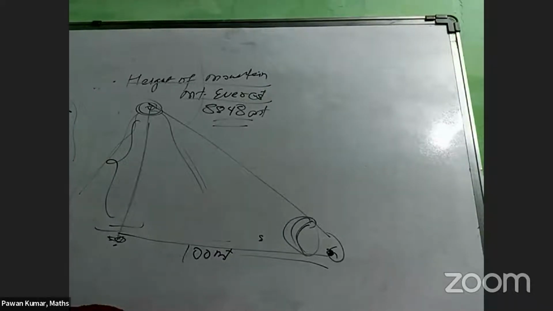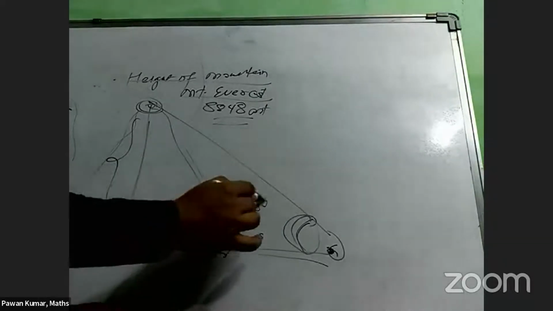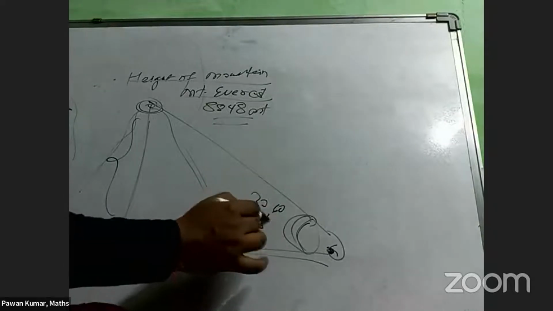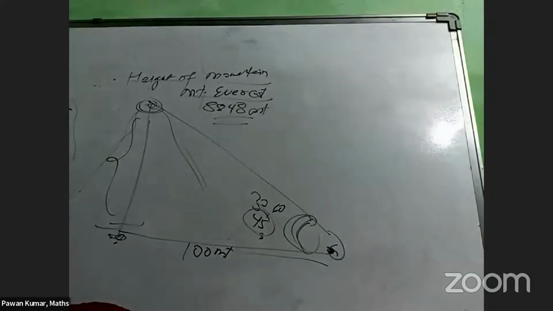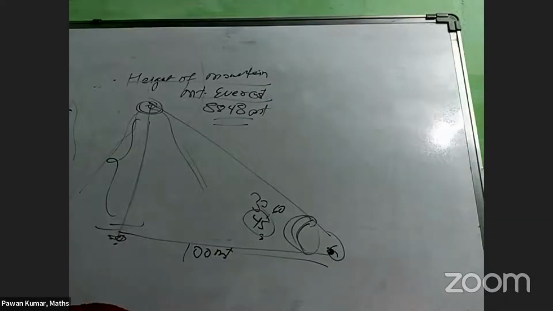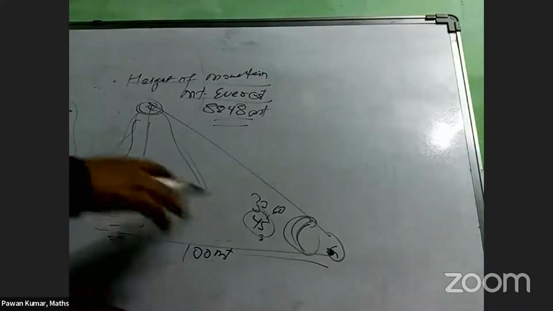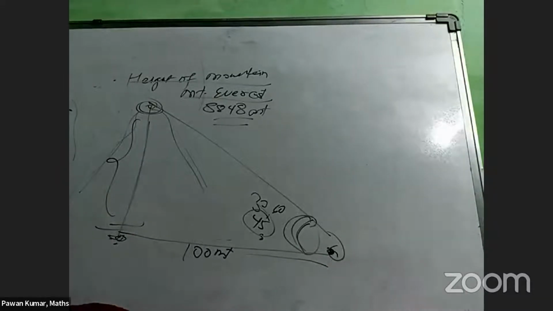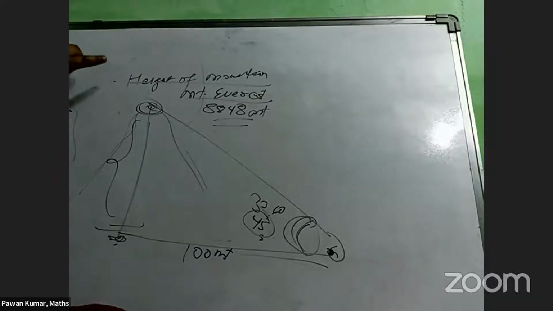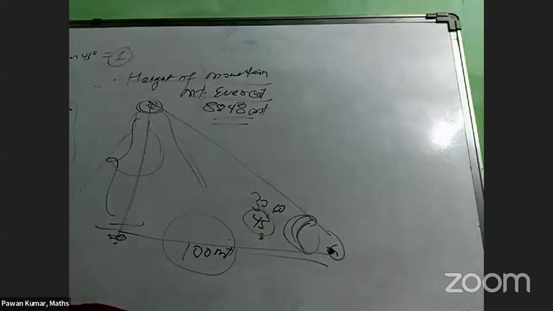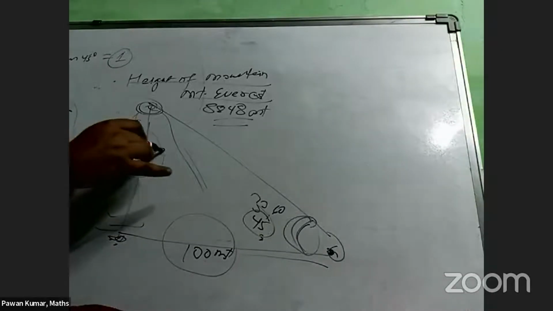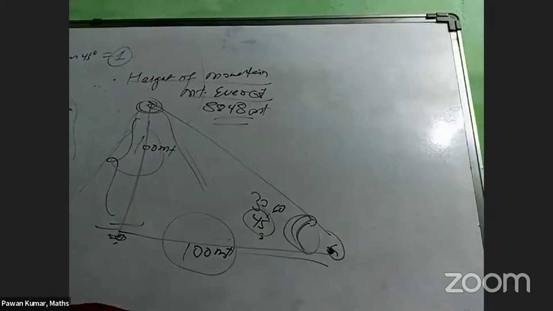So see, whenever you are getting the angle here, 30, 60, and 45. Suppose you are getting 45 here. If I have 100 meters here and the angle is 45, what is tan 45? Sir, tan 45 is nothing but 1. So if this ratio is getting 1, that means this side and this side will be the same. Correct? Yes, sir. Okay.